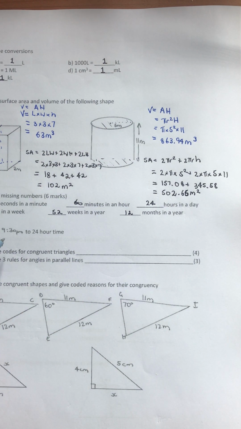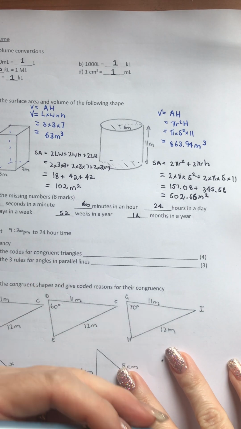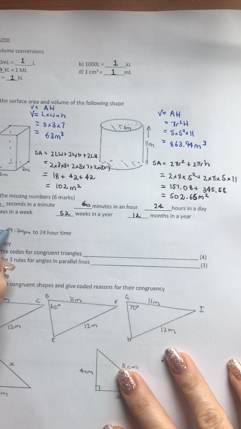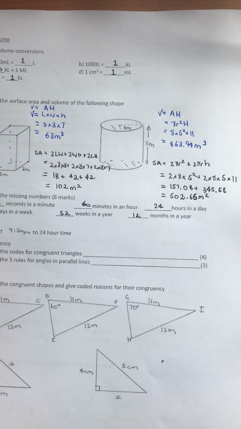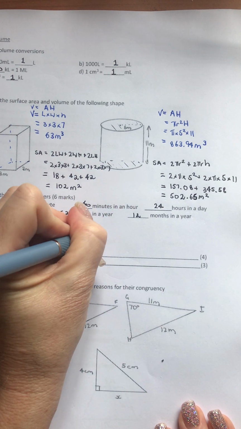Then we've got a little converting a time to 24-hour time. So we've got 9:30 p.m. So with 24-hour time, we're effectively adding a 12 to this number here. So the 9 we're going to add 12 to, and that gives us 21. And then we write that 30 there.